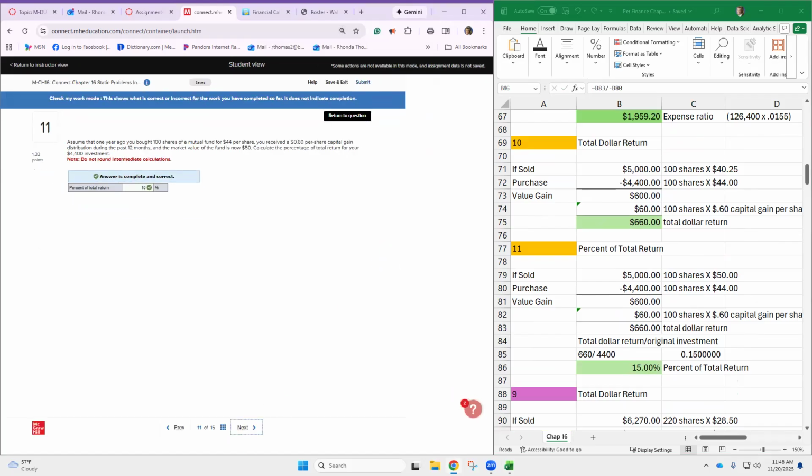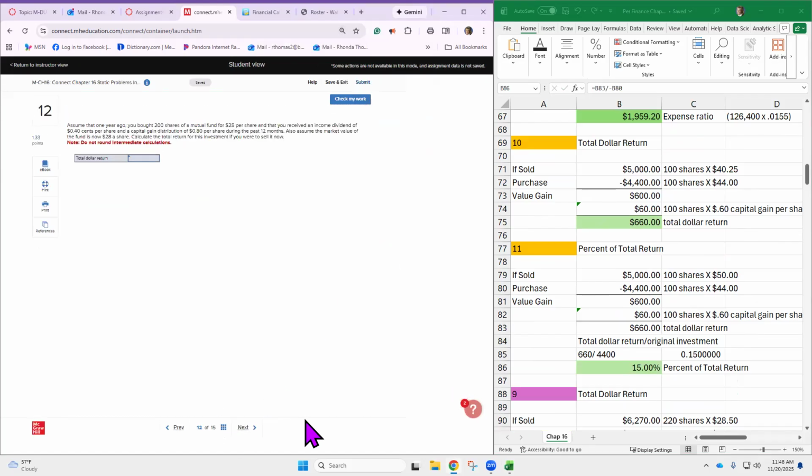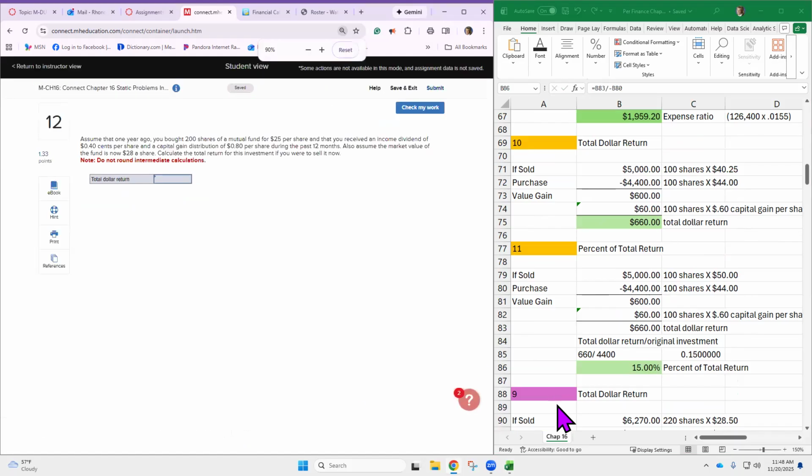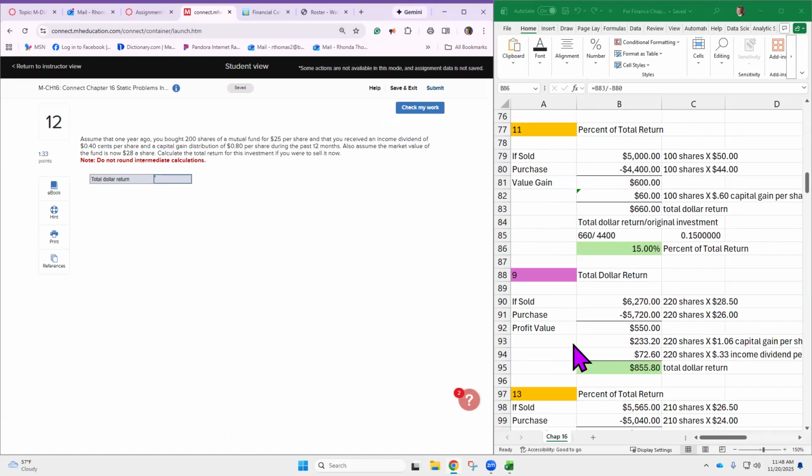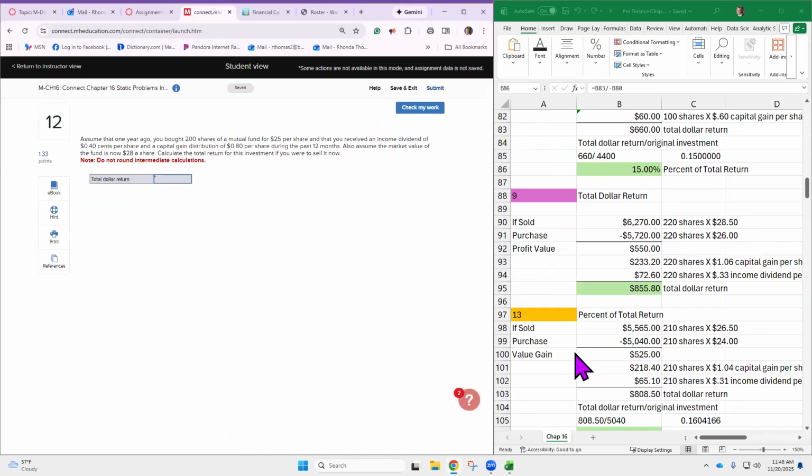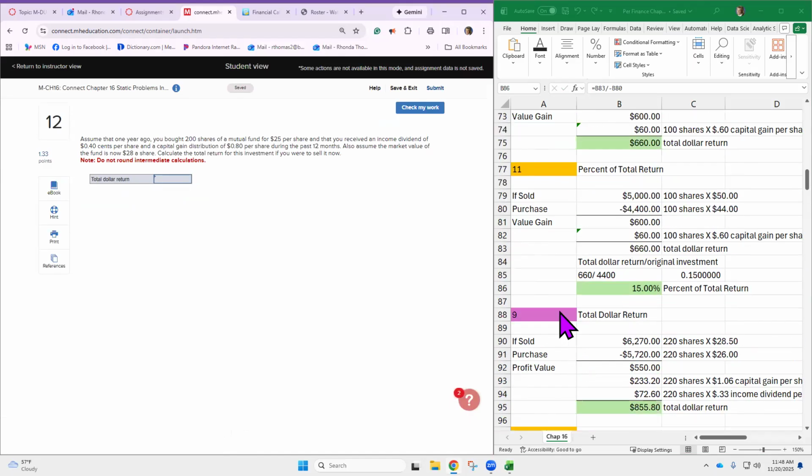Okay, number 12. I think we're going to get out of here early. I forgot that this is a pretty good chapter. All right, we are ready for number 12 now. Total dollar return again. So we're going to go through this kind of thing again.